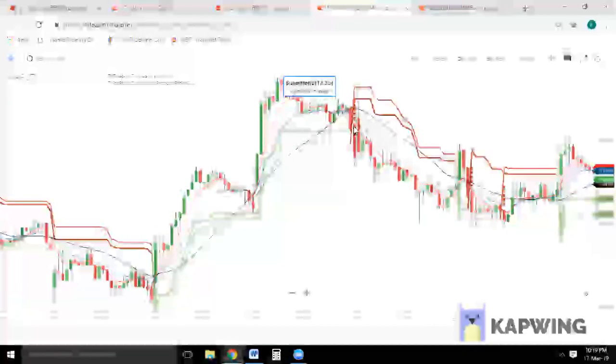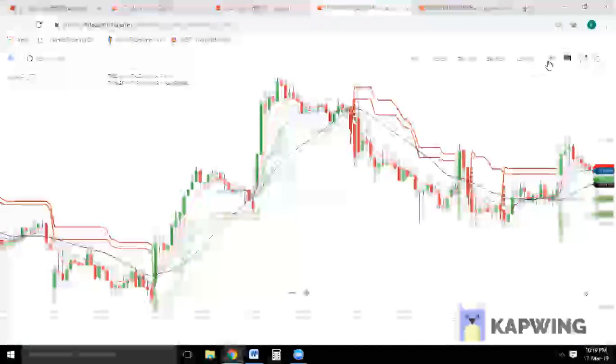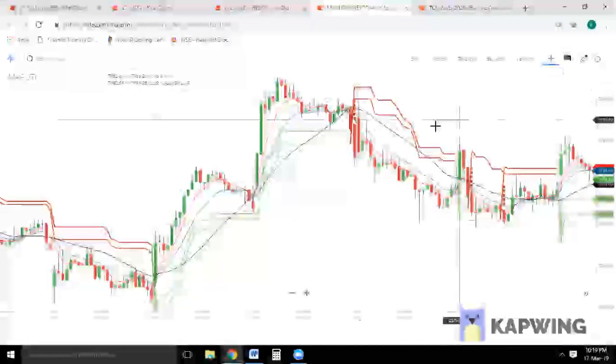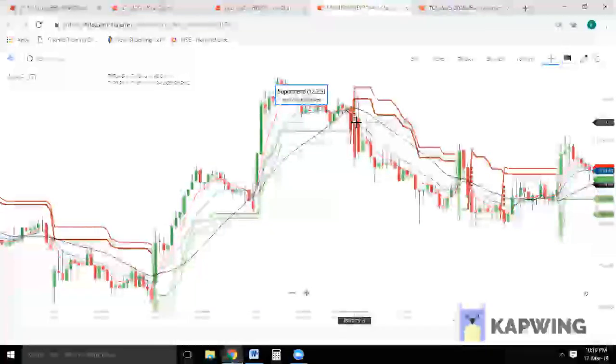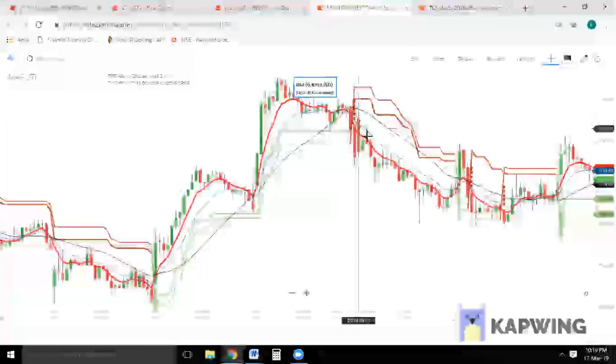At this level 7172, and then the price went on to make a low of 7063, resulted in a gain of, should I say, almost 100 points, which is rather good for an intraday trade.